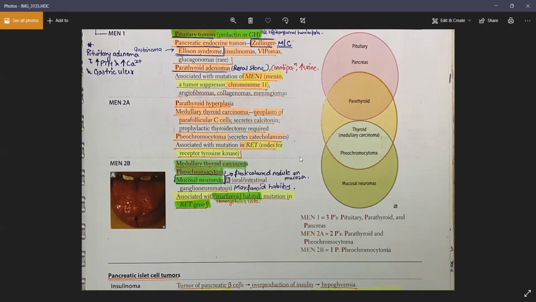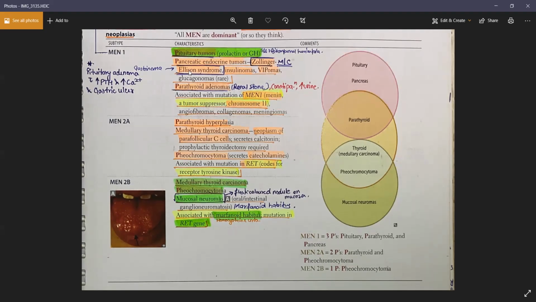Do we need to remember those angiofibromas, collagenoma, and meningioma in MEN1? Yeah, you can remember them, but I have never encountered any question on these three, so I just red-lined them. You can remember them, no doubt. But I've never encountered any question with these tumors, so I just left them. Not an important one.